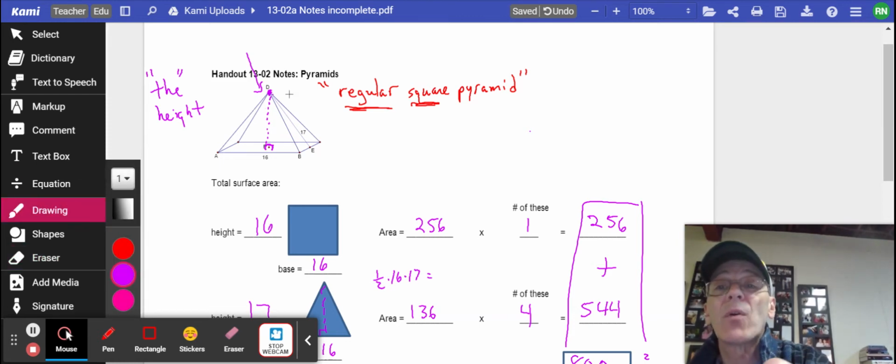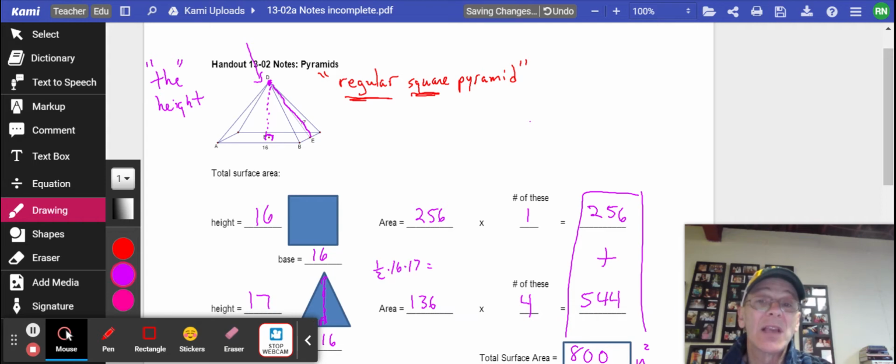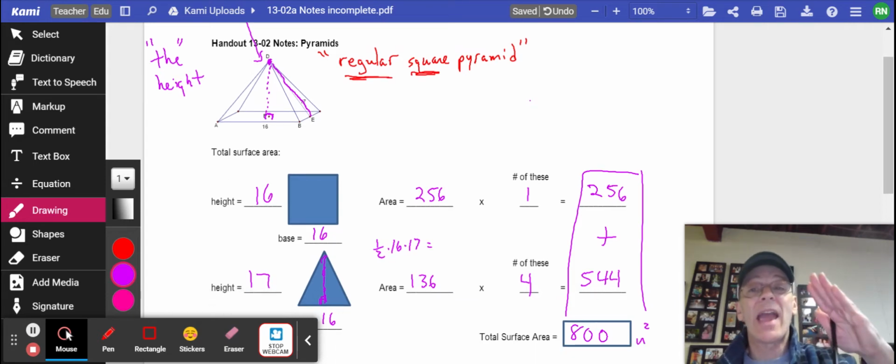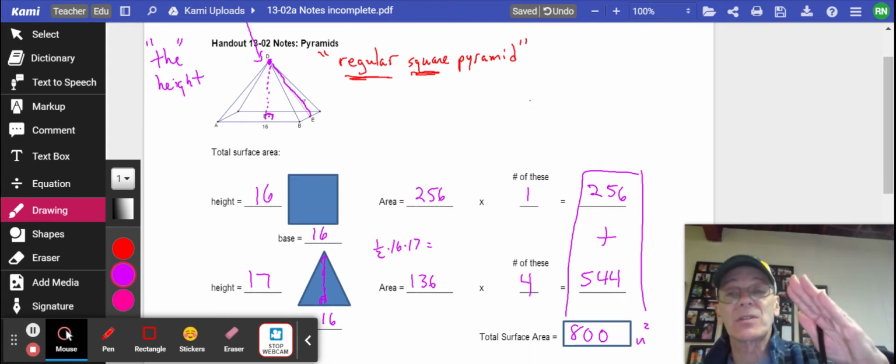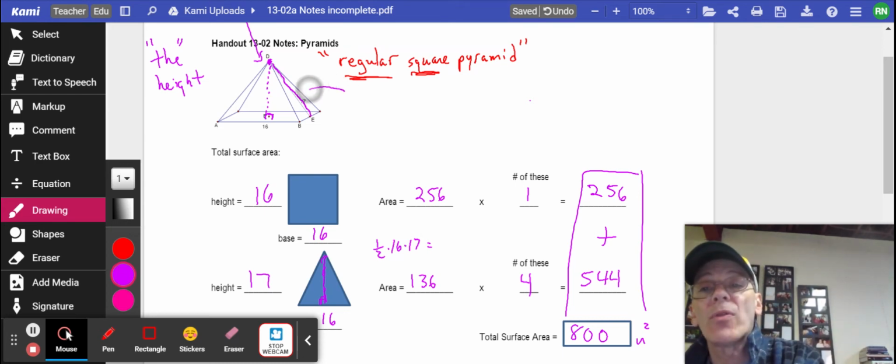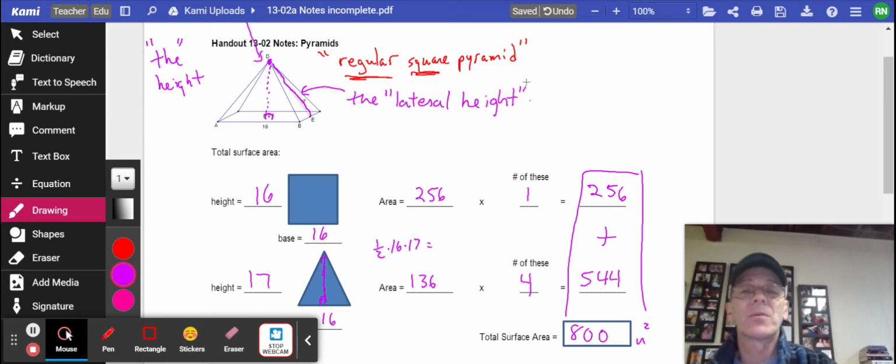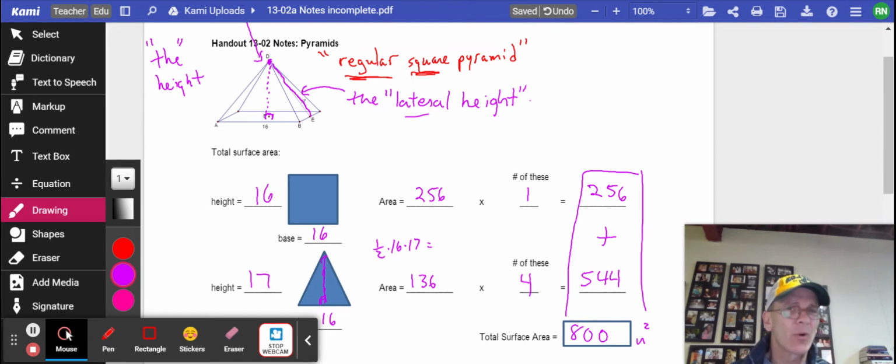Now, this segment over here, DE, that turned out to be the height of this triangle. It is the height of one of the triangular surfaces. And so we call that length there the lateral height. The lateral height, because it is a kind of a height. Okay, but what does this word lateral mean? Most of you have probably heard that word before.